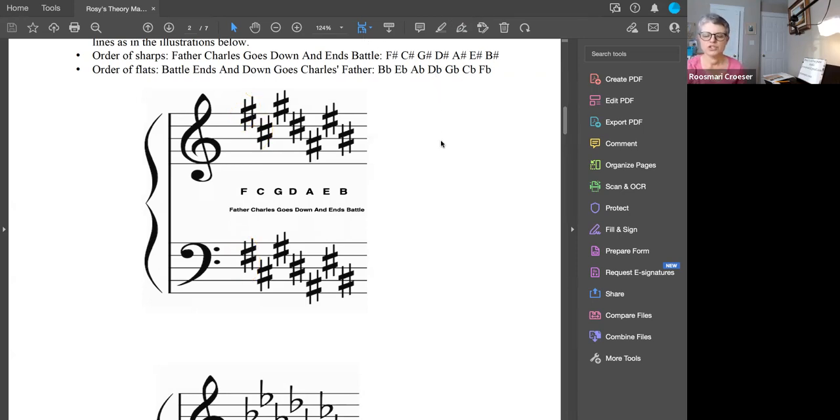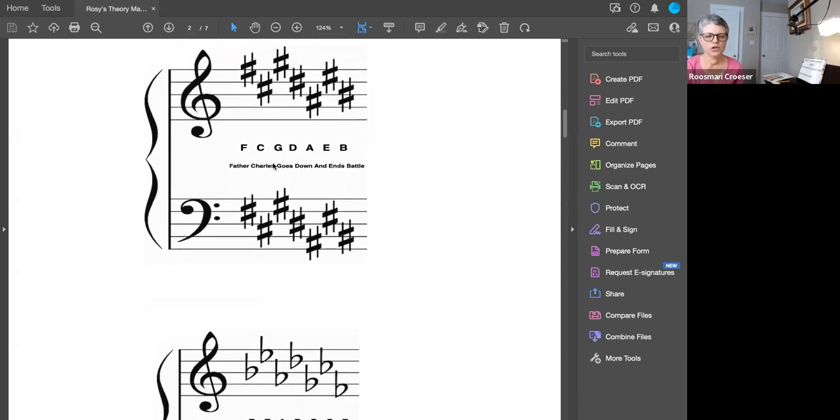I remember as a child trying to figure out every single one of the sharps, and it was so hard and everything seemed so random. It's not. If you have one sharp, it's F sharp. If you have two, it's F sharp and C sharp, and so on and so forth.